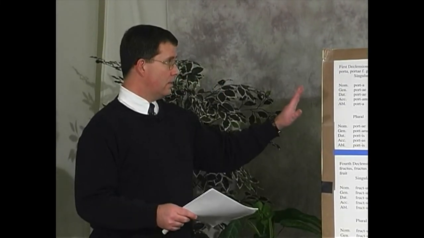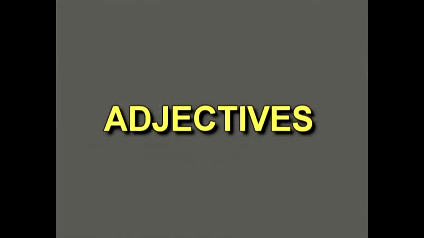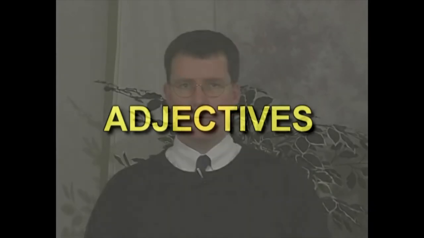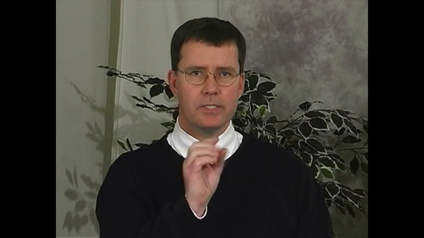Okay, that's the noun system. Now I want to say some words about the adjectival system in Latin, adjectives. An adjective is a word that modifies a noun. There are two ways of forming adjectives in Latin. There are the first and second declension adjectives and third declension adjectives.